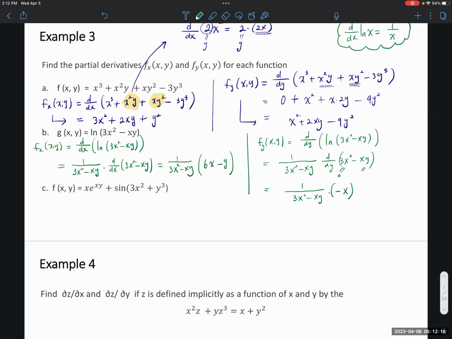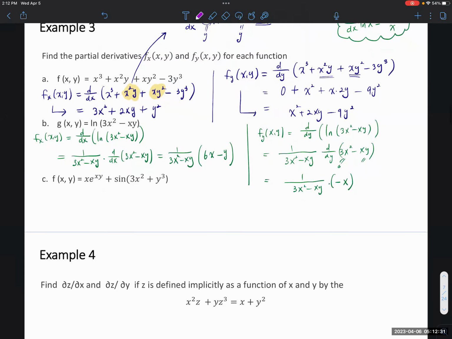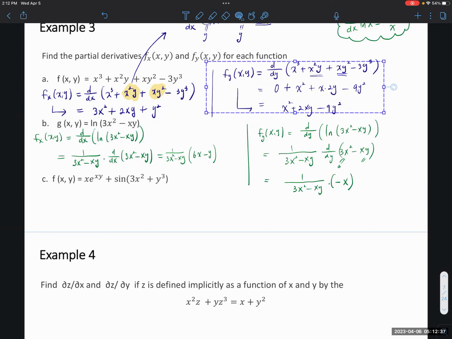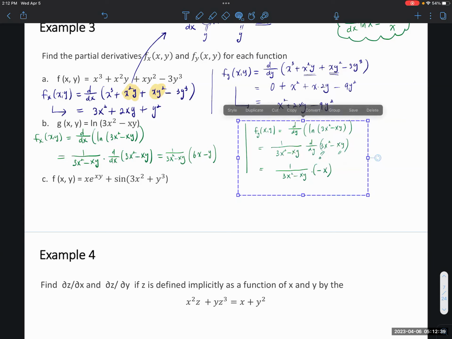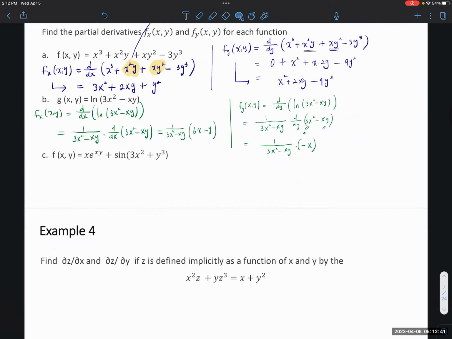Okay, one more. One last one. Can we do letter C? All right, so what do you guys think about letter C? Let me change the color. I'm going to minimize them a little bit because I need a space. All right, so let's just see.